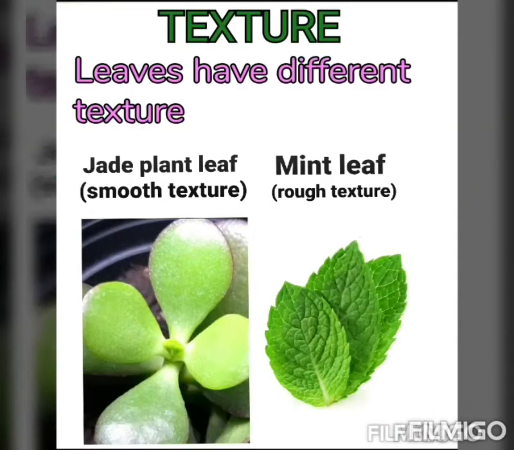Texture. Texture means the way something feels when we touch it. Leaves have different texture. For example, jet plane leaf has smooth texture and mint leaf has rough texture.